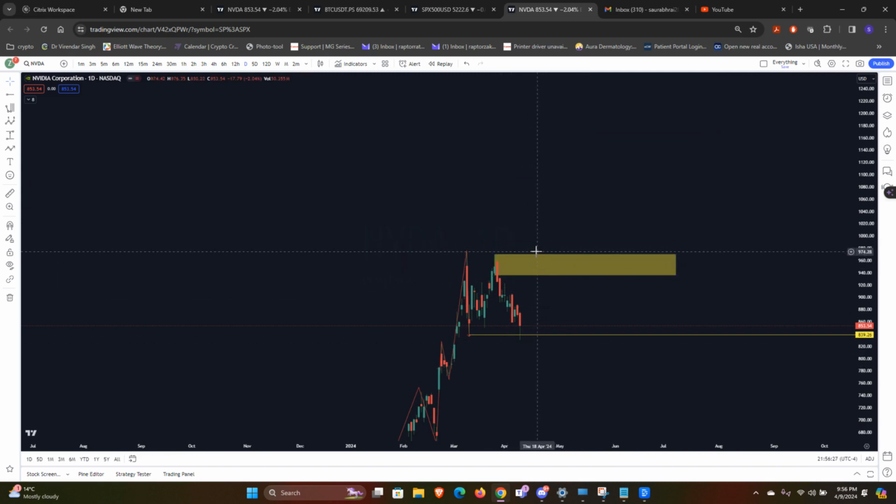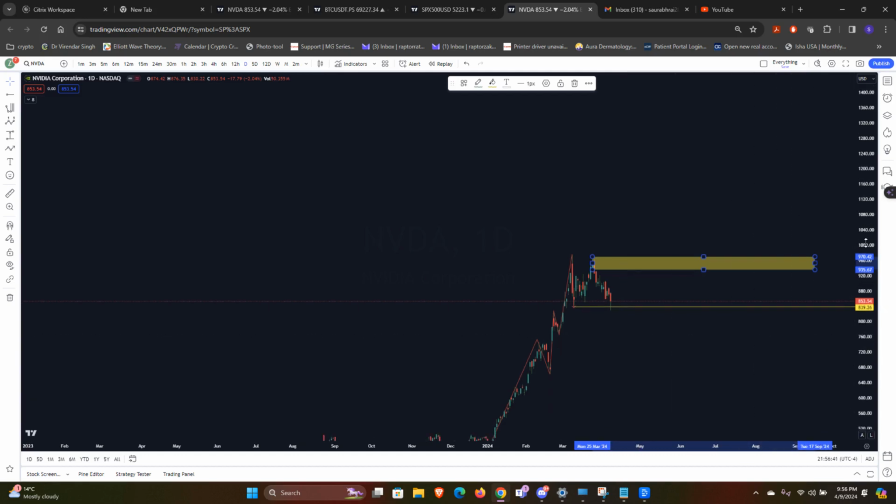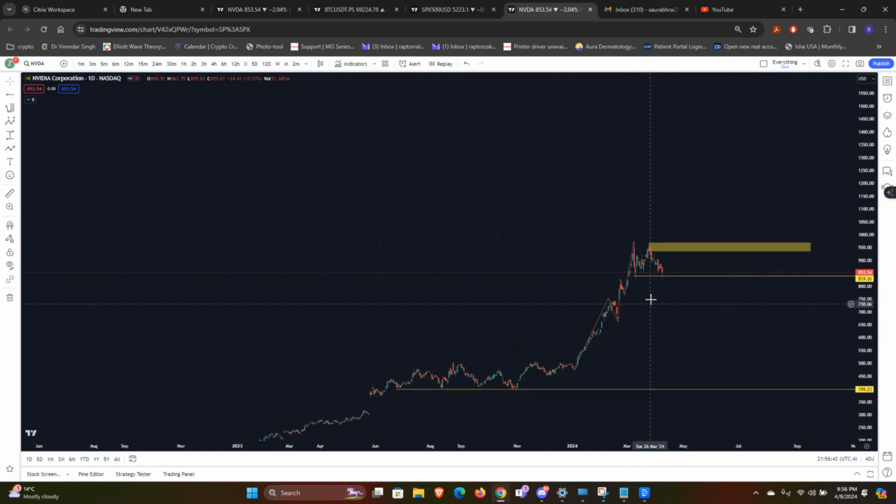which I think will be difficult for NVIDIA to do, because above this we are going to hit 1000, which is a psychological number. But what NVIDIA can do is it can go above this and print a distribution pattern like this. Like, instead of breaking out of this, it will just close a candle body above this and then start doing something like this. And then a sharp move down after that. And this also has repeated.